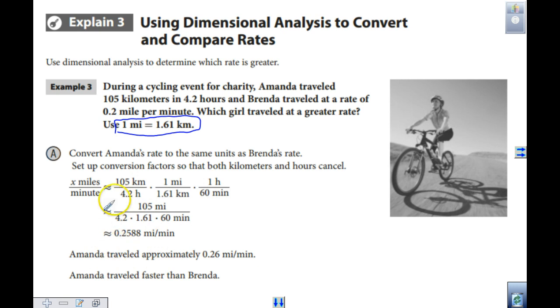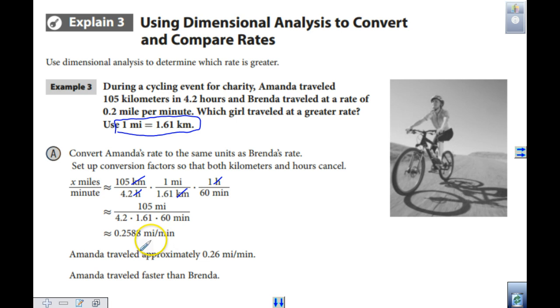Like originally we say, if we do 105 kilometers in 4.2 hours, we want to know how many miles is that per minute. Okay, so we convert, let's see, kilometers, let's cancel out, and hours, see how it cancels out here. We're left with miles per minute. So the previous page was just 1 unit, but we can be left with 2 units. It just depends on what the question is asking. They want to know how many miles per minute. We just have to make sure every other unit is canceled out.